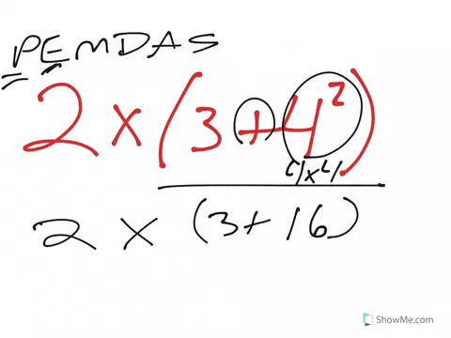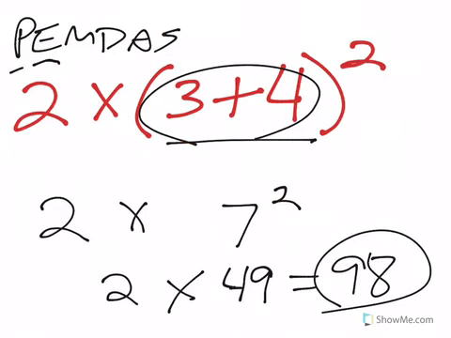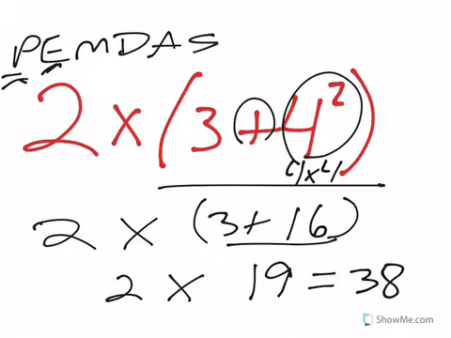So we've done the exponent because it was inside the parentheses. By doing the exponent first, we are doing what's inside the parentheses. We do 16 plus 3 because it's in the parentheses, which is 19. We bring down our multiplication problem. We end up with 2 times 19. We end up with 38. So hopefully you can see the difference there. We got 98 here. We got 38 here.